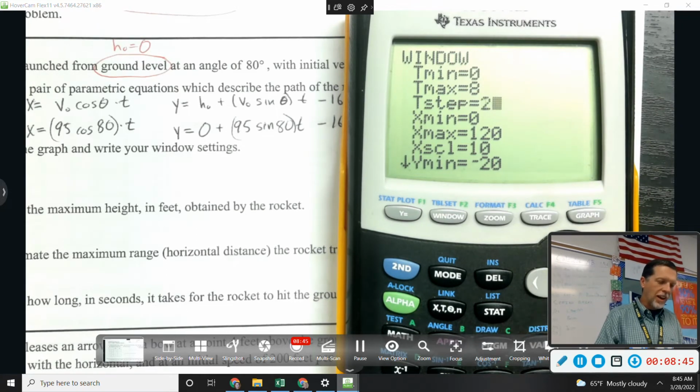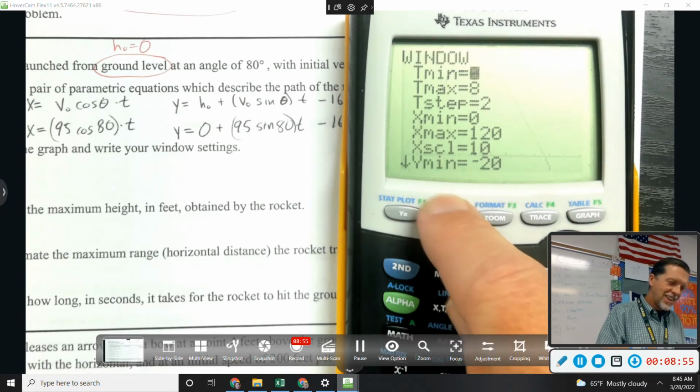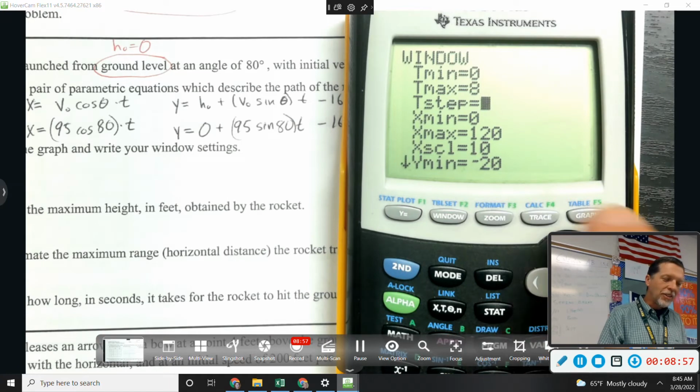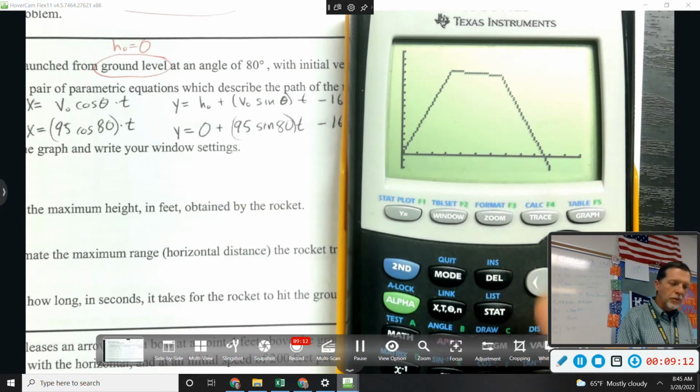Like, let's just kind of get ridiculous. 0 to 8, and we'll only graph every 2 seconds. Well, that's probably not what the graph looks like. That's because it only plotted every 2 seconds and then just played connect the dots. That's all your calculator ever does. Your calculator doesn't graph because it knows parent functions. It graphs by table of values. And just like if you don't make a good table of values, if the calculator does it, it ends up with a really weird graph.